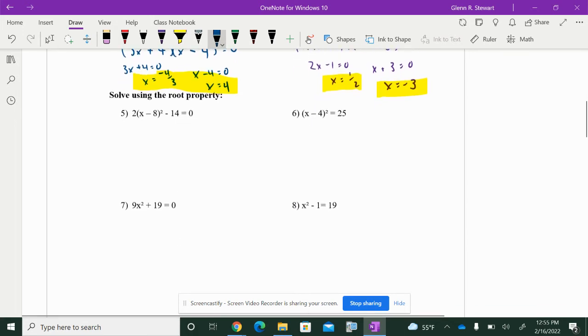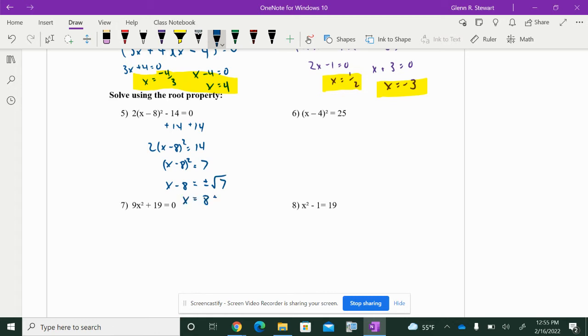Using the root property here, I'm going to start off by adding 14 to both sides. So 2 times x minus 8 squared is equal to 14. And then divide by 2 to get 7. I'm going to square root both sides, so I'll get plus or minus the square root of 7. And then I'll have to add 8 to get 8 plus or minus the square root of 7.